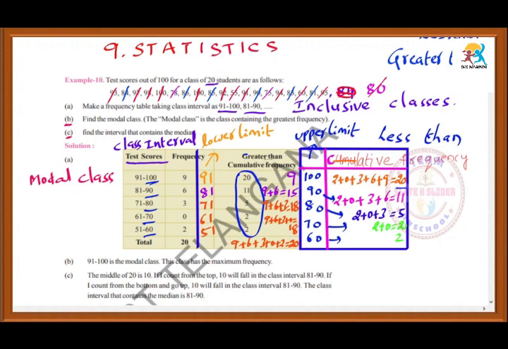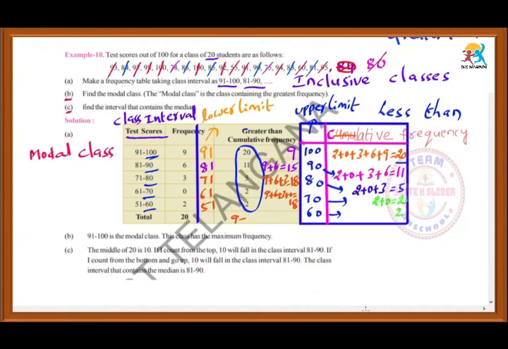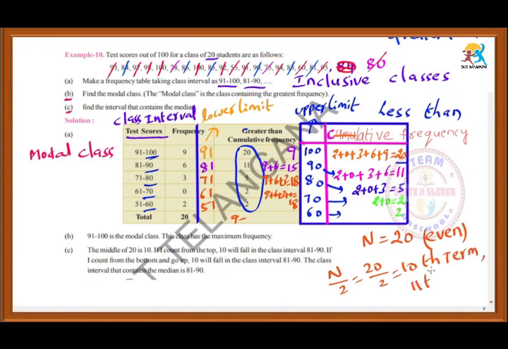Both greater than cumulative frequency and less than cumulative frequency. So here in this question itself it is given, find the interval that contains the median. So while finding the median, we have to find the sum of frequencies, that is n. N is equal to 20 we got. So 20 is an even number. That's why it has 2 terms as the median terms. So n by 2 is equal to 20 by 2, so it is the 10th term and the next term, that is the 11th term. These two are the median terms.